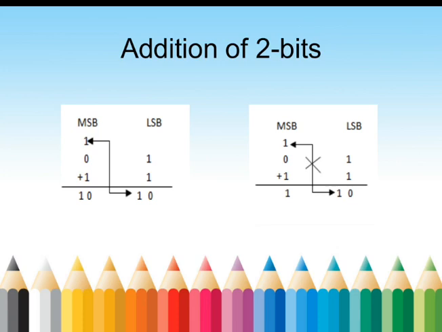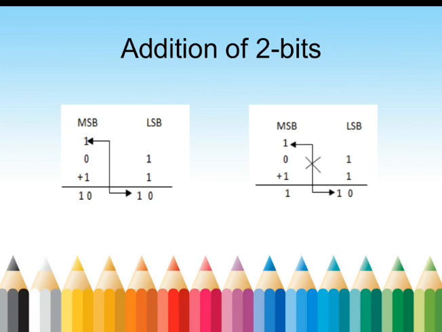So this LSB carry should be added with the MSB bits. Already in my MSB, 0 and 1 are present. I should add these MSB bits with the LSB carry. So the output of the MSB becomes sum is 0, carry is 1. This is the normal addition operation.